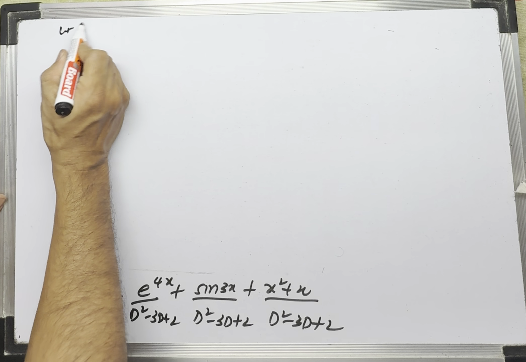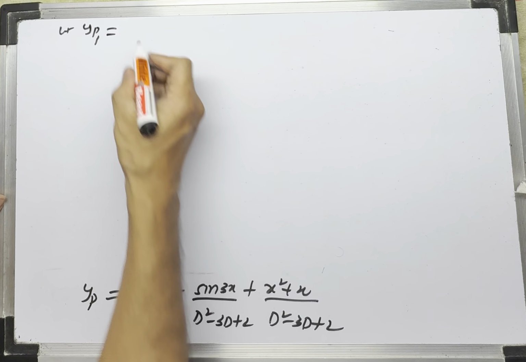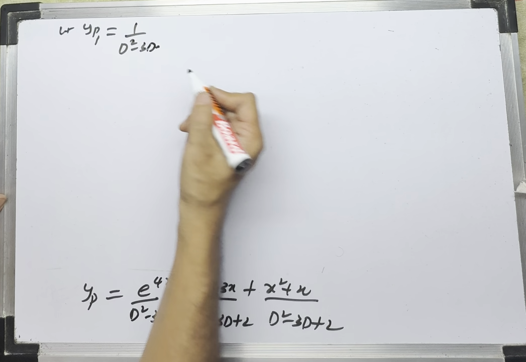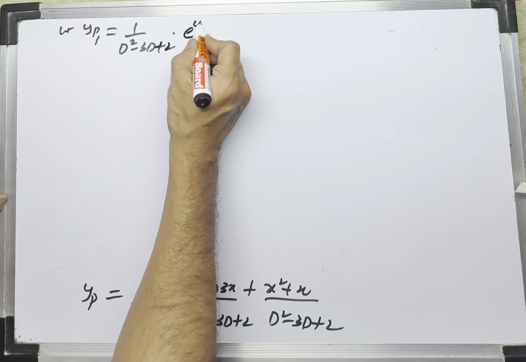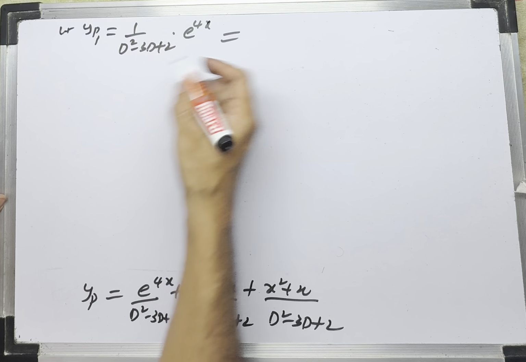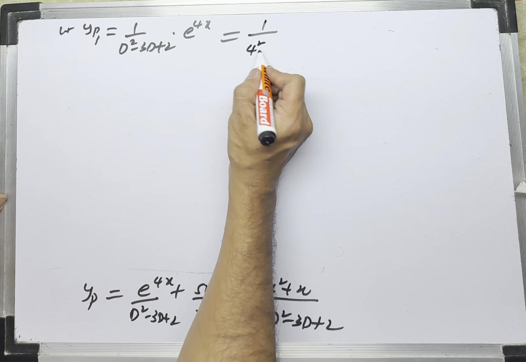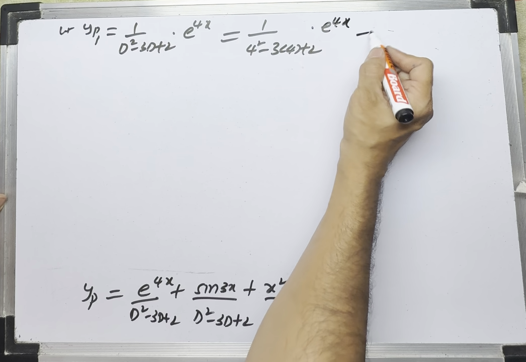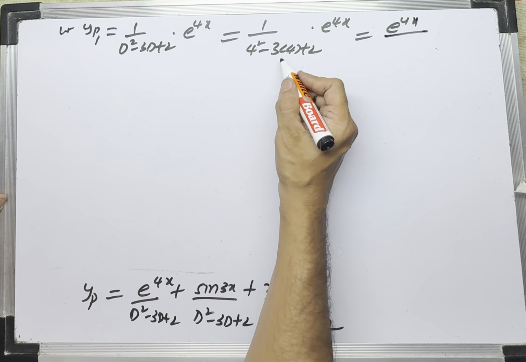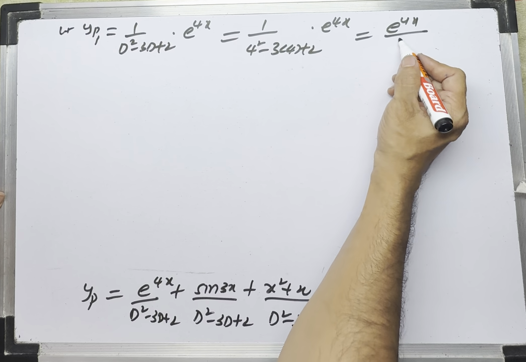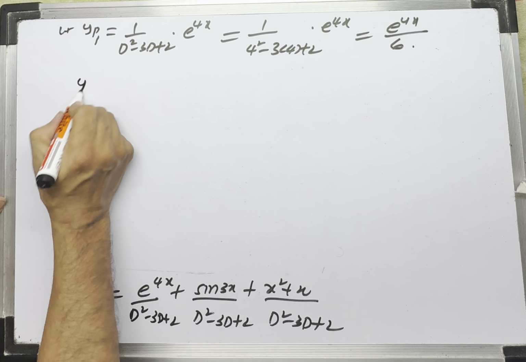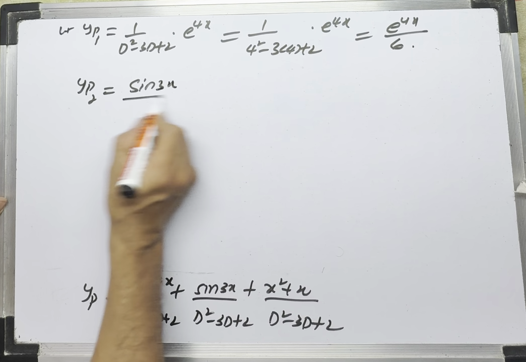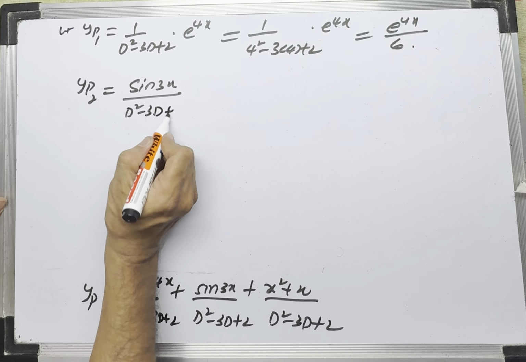Let yp1 equals 1 by D square minus 3D plus 2 of e power 4x. So first you have to write this one by taking 1 by e power 4x. What we have, this 4 will be substituted in place of D: 16 minus 12 plus 2, so e power 4x divided by 6. Now yp2 equals sin 3x divided by D square minus 3D plus 2.